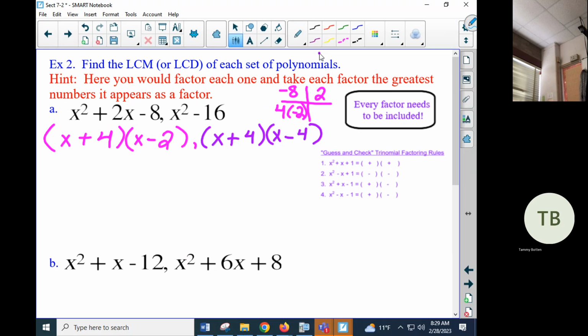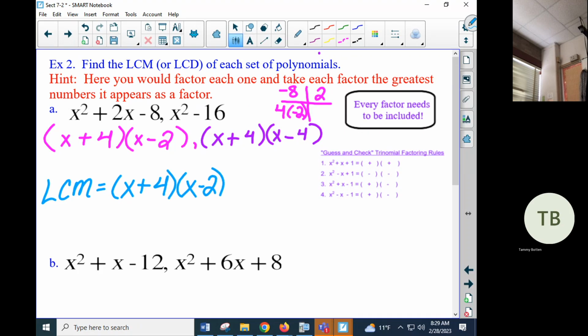Now, when you do the least common multiple, when you factor, every factor that is here has to be listed down here. So when you're starting out, automatically this whole first part is going to be there. So my least common multiple is going to be x plus 4 times x minus 2.